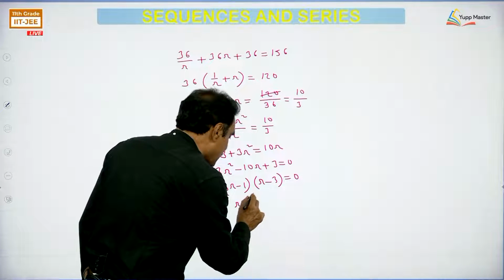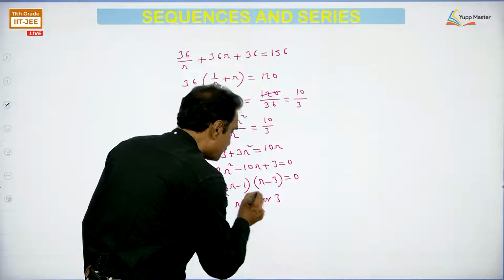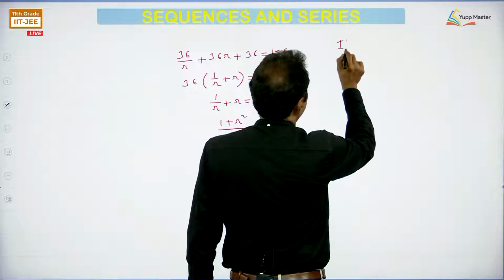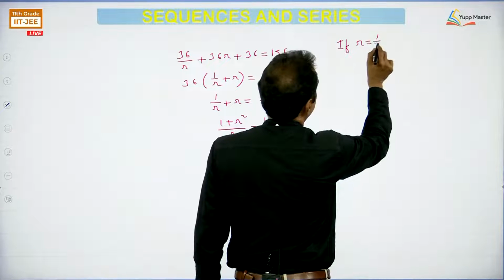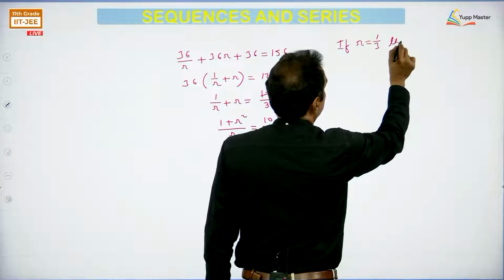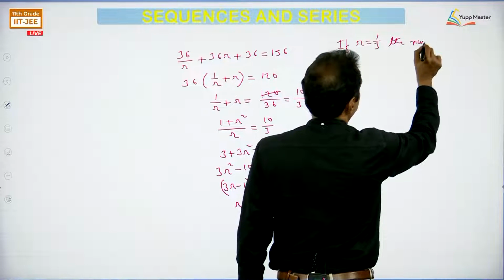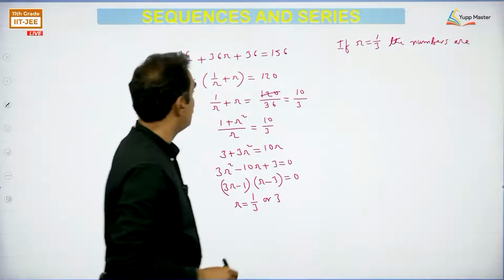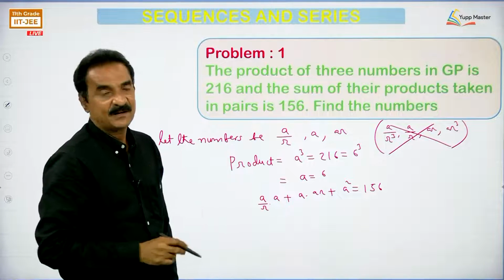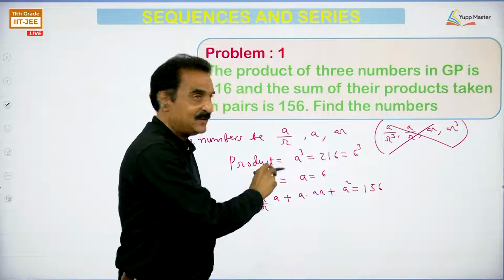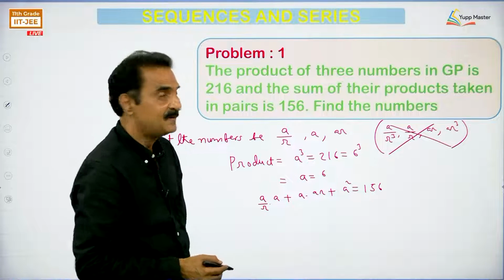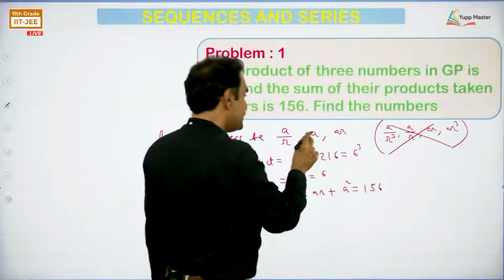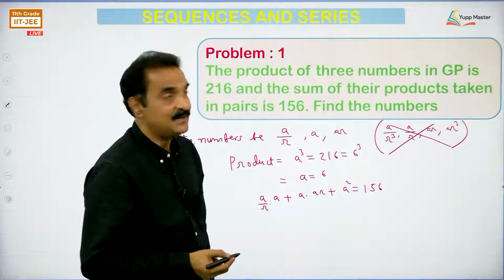We will get 2 values of r. r is equal to 1 by 3, r is 3. Already we got a is equal to 6. So, the numbers are, if r is equal to 1 by 3, what are the numbers we assumed? a by r, a, ar. a is 6, r is 1 by 3. 6 by 1 by 3 is what? 18. 18 comma a is 6 and next is ar. a is 6, r is 1 by 3. So, it will be 2.